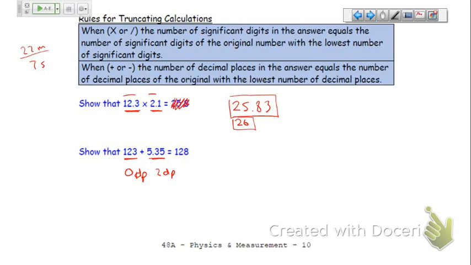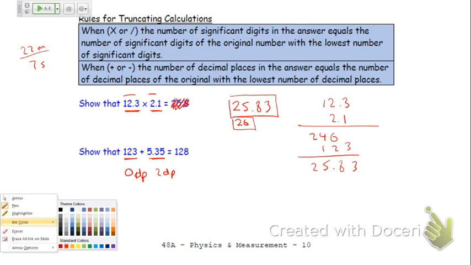I can prove the first one to you by just simply using logic. So I'm going to go 2.1. Let's do long multiplication. So I go 2 3s are 6, 2 2s are 4, 2 1s are 2. I go 1 3 is 3, 1 2 is 2, 1 1 is 1. I add them up and I get 385. I get that, agreed?